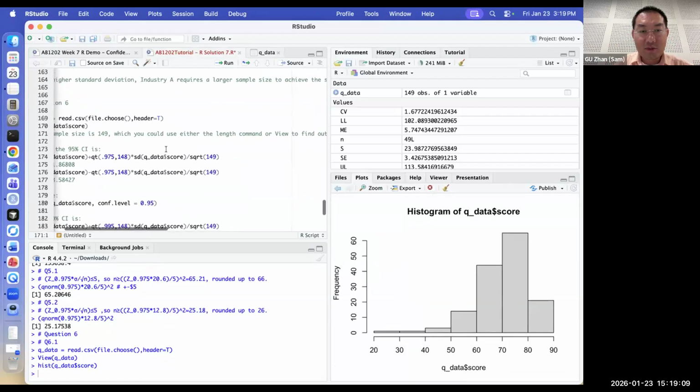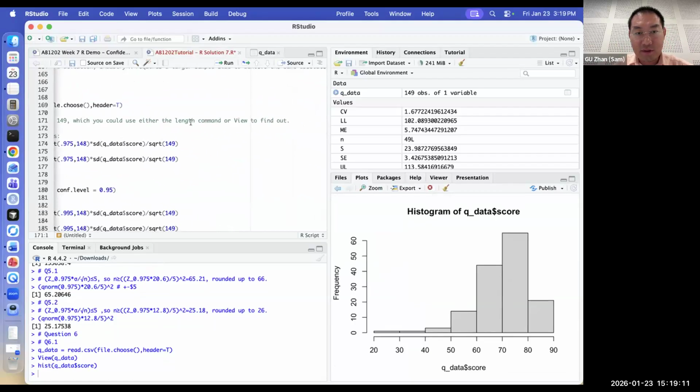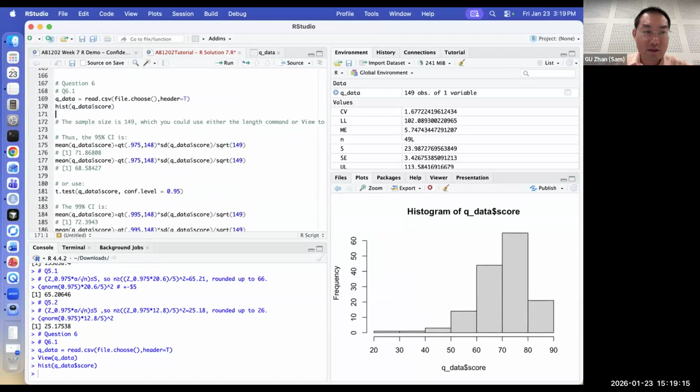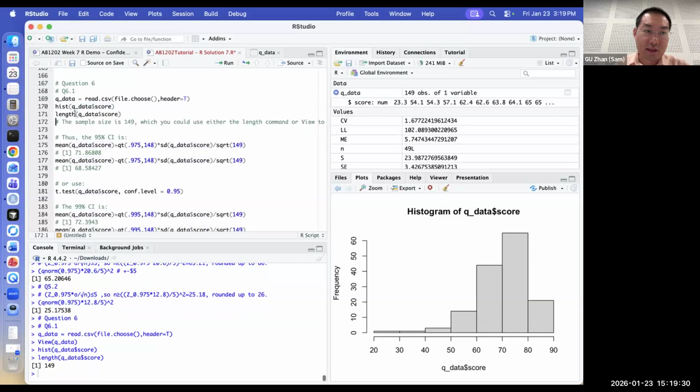So for the sample size, would you use either the length command or view to find out? Okay, so the sample size is 149. And then type length. Let's verify it. In fact, you can find it from here, 149 observations. That's the convenience of using RStudio. It has a lot of windows for you to observe.